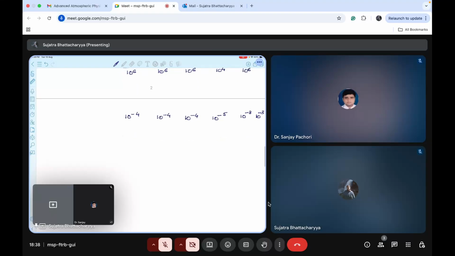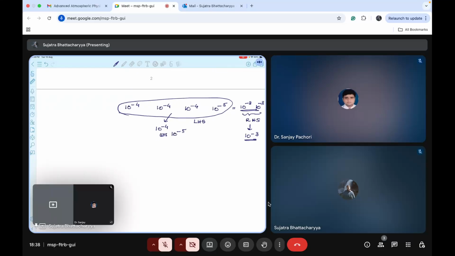So what do you see? Entire terms of the LHS, these are the RHS. So the entire term of the LHS is either 10 to the power minus 4 or 10 to the power minus 5. But look at the RHS. This is the RHS, this is the LHS. In the RHS, all terms have scale value 10 to the power minus 3. Which one is larger? 10 to the power minus 3 is greater than 10 to the power minus 4 or 10 to the power minus 5. Correct? So if this is greater, that means these two terms must be dominant.